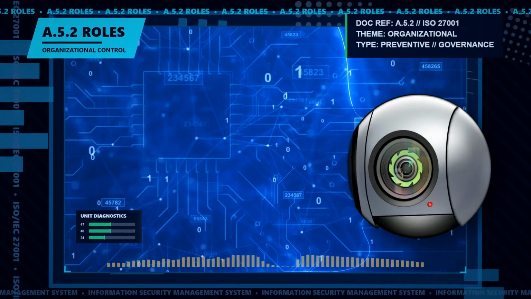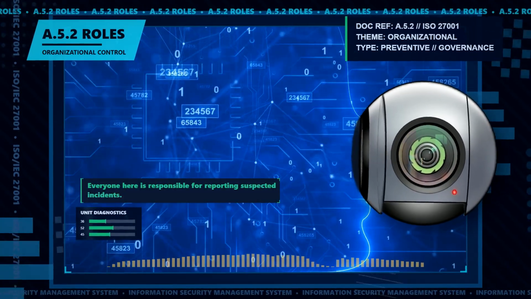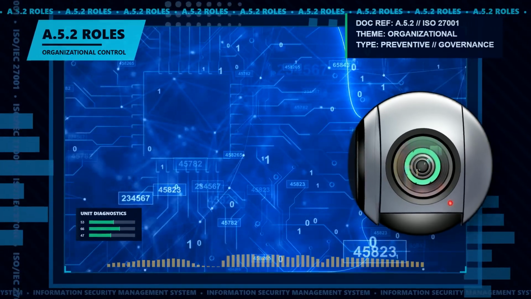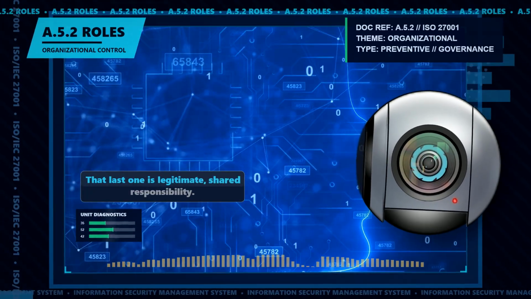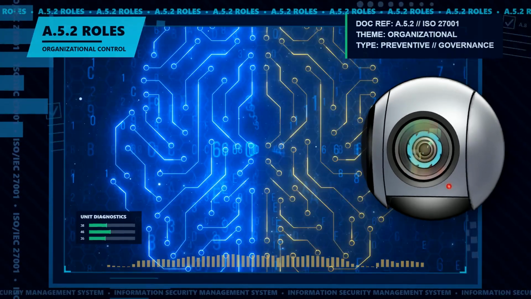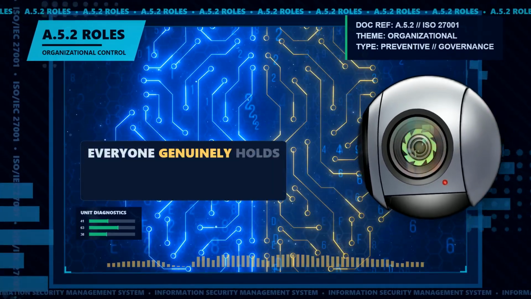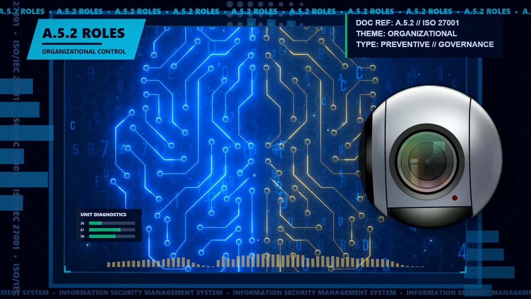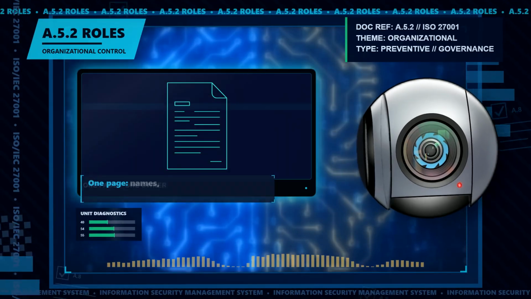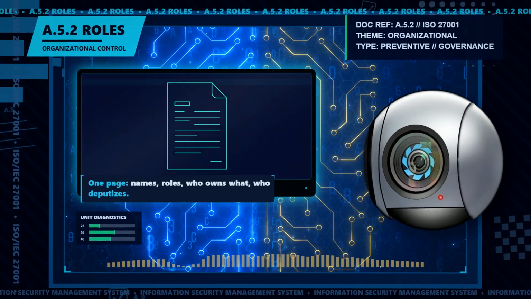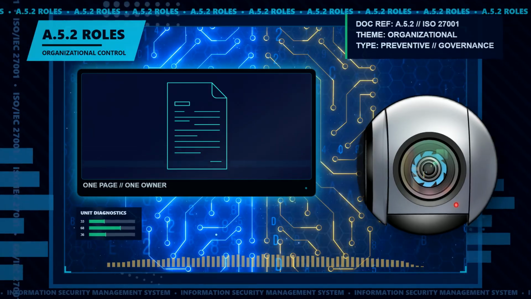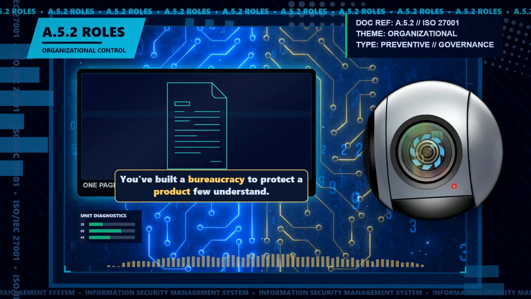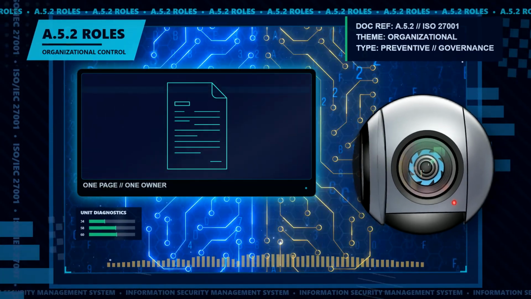Everyone, and here I'll allow the word everyone, is responsible for reporting suspected incidents, following the policies, and completing the awareness training. That last one is legitimate shared responsibility. Reporting, following, those are behaviors everyone genuinely does hold. What everyone does not hold is decisions. Decisions need a name. 1 page names roles, what each one owns, who deputizes when they're on holiday. Done. If it's 20 pages, you've built a bureaucracy to protect a product that 4 people understand and 1 person deploys.